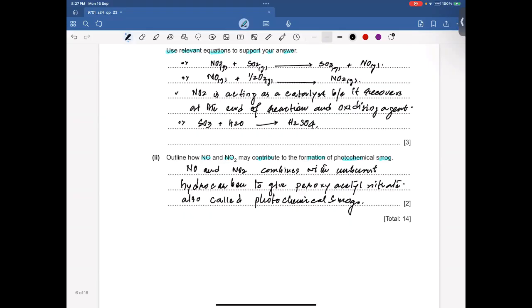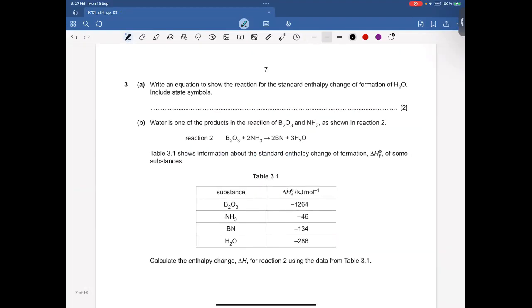Okay, that's the end of this question. Let's move on to the next one. Let's see what we have in question number 3.